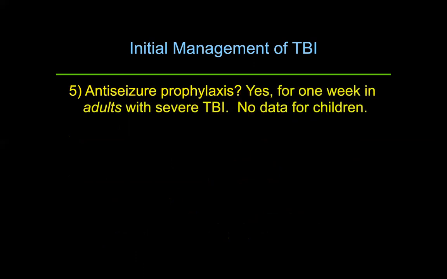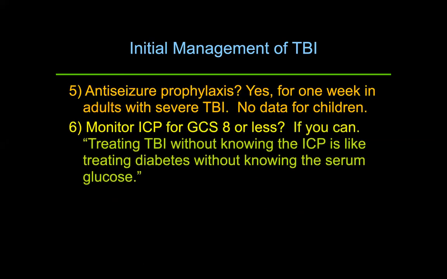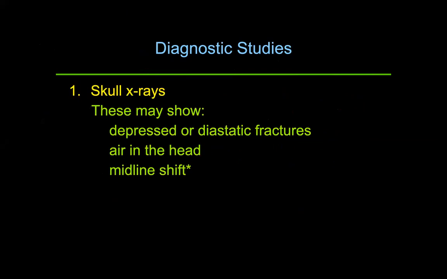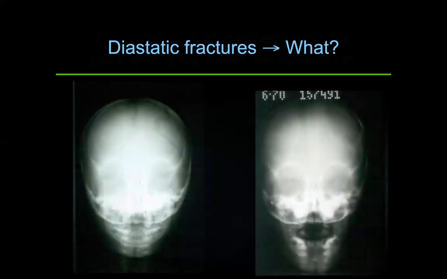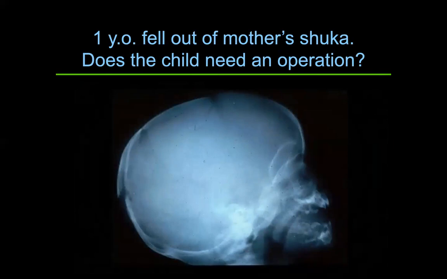And I'll jump through this. Usually, most places talk about ICP being at the center, because it's like treating diabetes without knowing the serum glucose. And that's why you want to have an ICP monitor. And I hope in the future we'll be able to do ICP monitors. Imaging, not so much. The only thing it can tell you is diastatic fractures. Remember, children, because their sutures have not fused, frequently get diastatic fractures. And you'll find this is elevated.